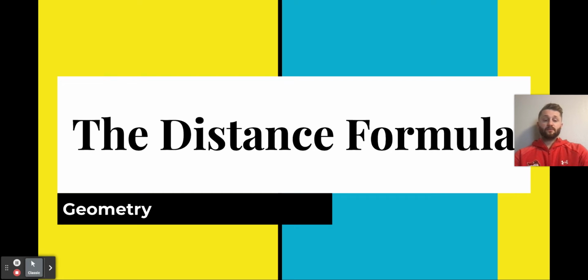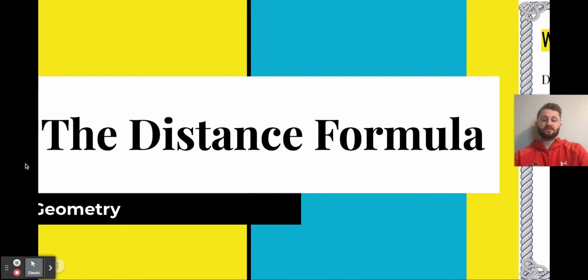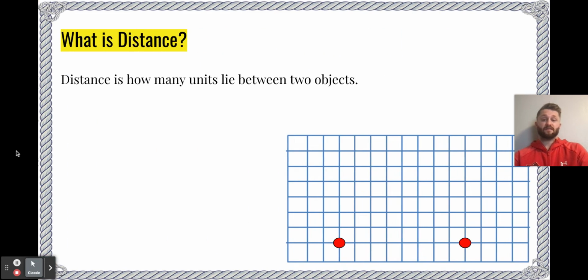Hey Geometry, today we are going to preview the distance formula and try to understand where it came from and what it means. So if we want to just think about the distance formula, first we have to think about what distance is. And distance is really simple. It's just the number of units between 2 points or two objects.